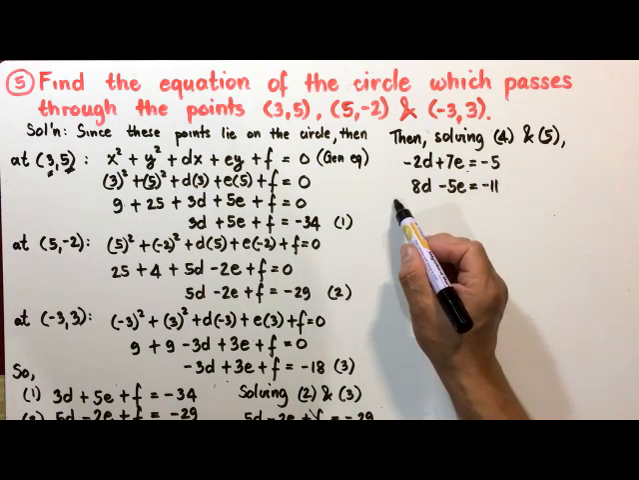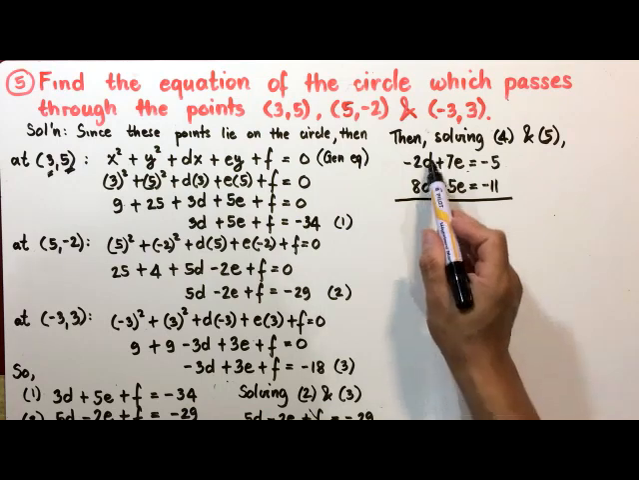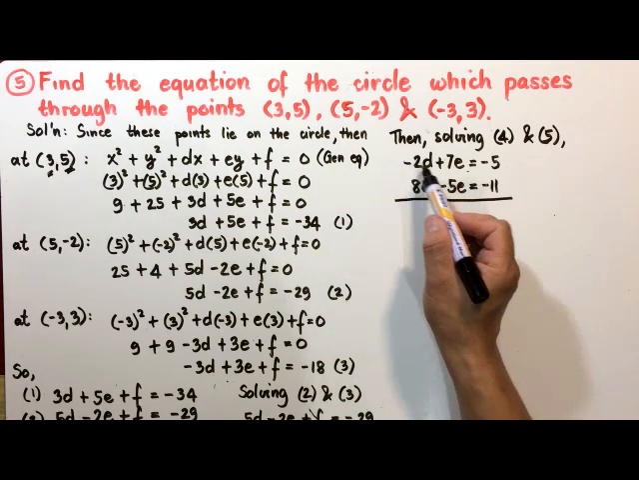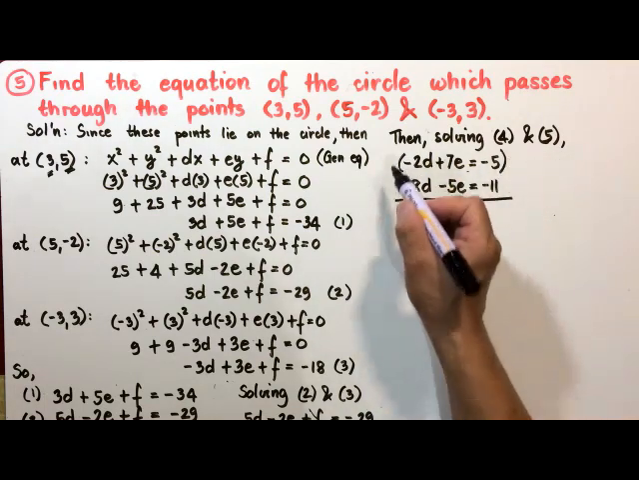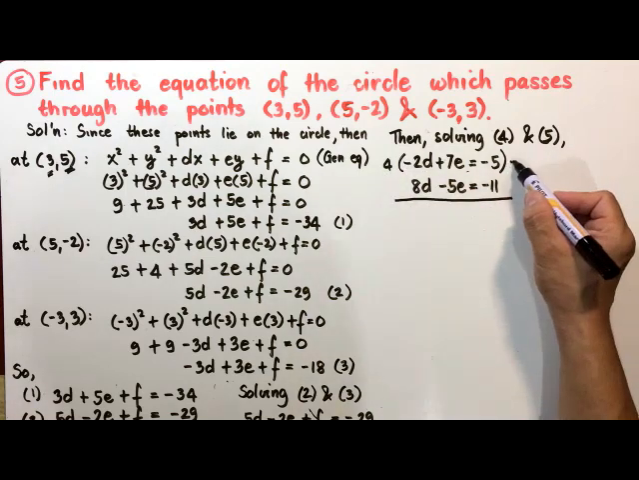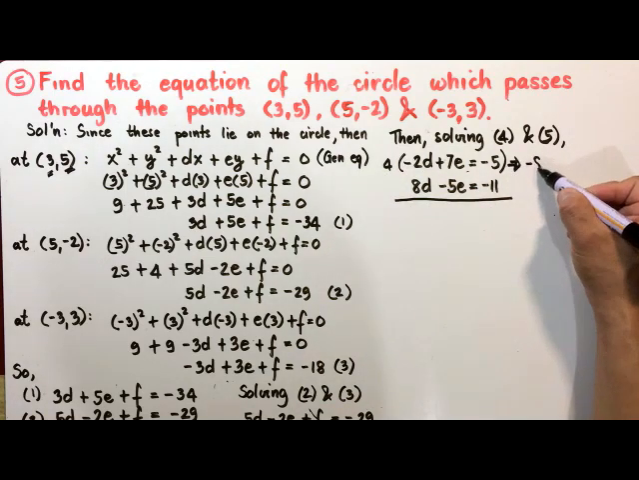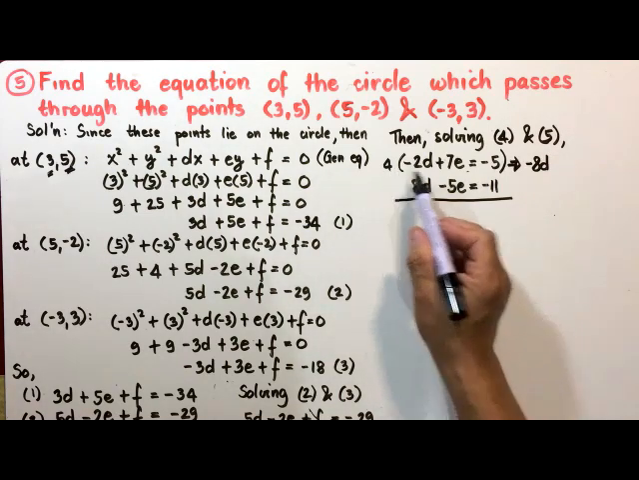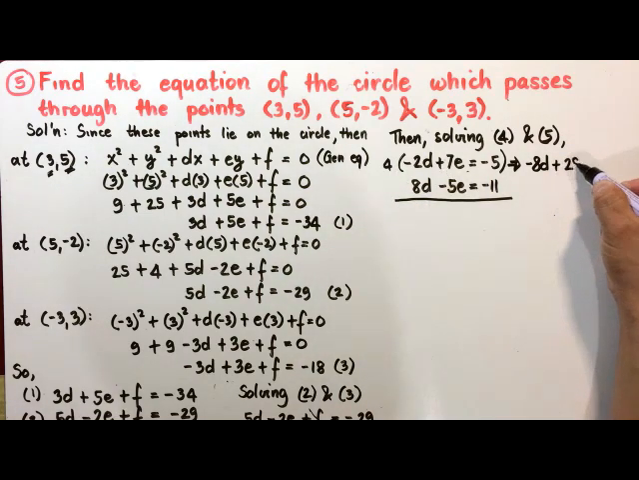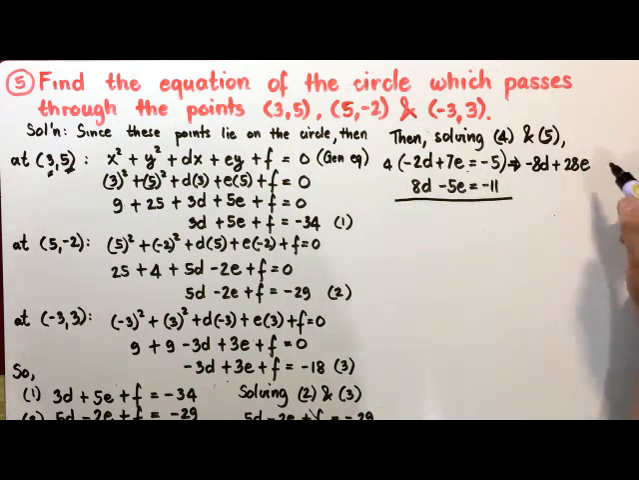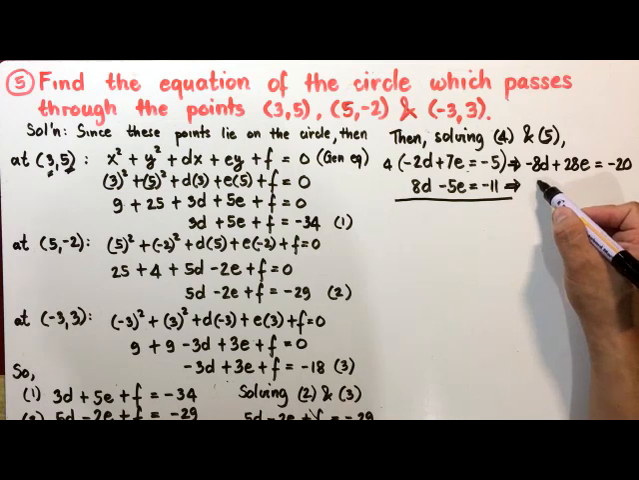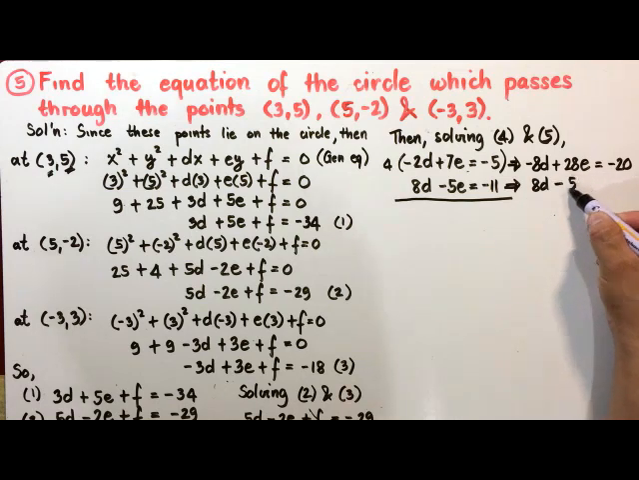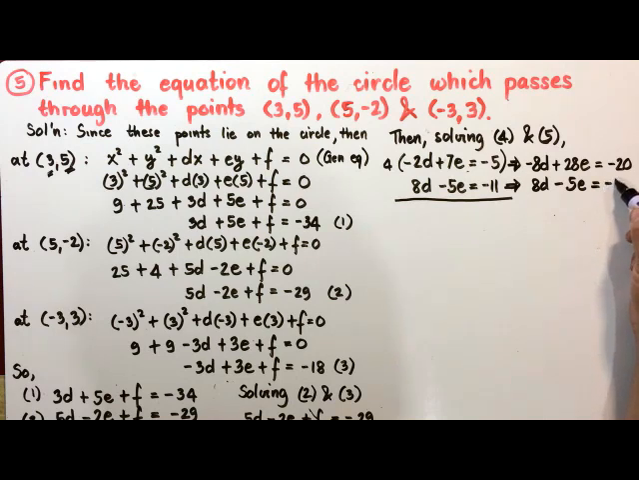However, I want to cancel one variable here. Suppose I want to cancel d, so I need here a negative 8, but that's negative 2. So what will I do? I multiply all the terms in that equation by 4. So that 4 times negative 2d, I will have negative 8d. And then 4 times 7e, that is 28e. And then 4 times the negative 5, that's negative 20. And I just copy this fifth equation, which is positive 8d minus 5e, which is equal to the negative 11.